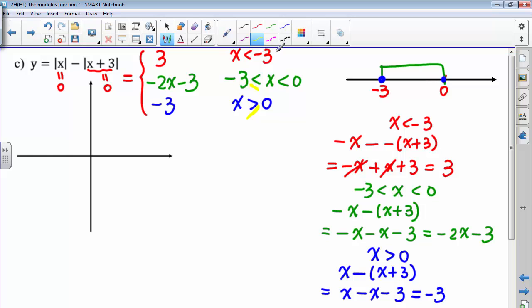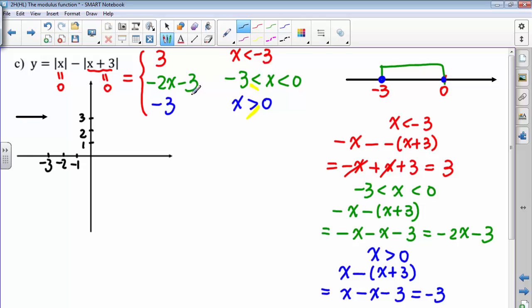What I need to do is graph each piece individually. The first piece is y equals 3. Y equals 3. 1, 2, 3. It's a horizontal line. But you don't need to continue anymore. Oh, actually, we only need the part less than negative 3. So here, negative 1, negative 2, negative 3. So that's all what you need.